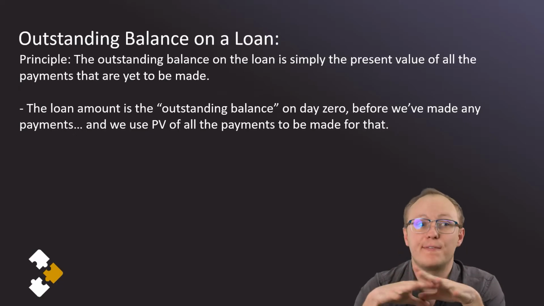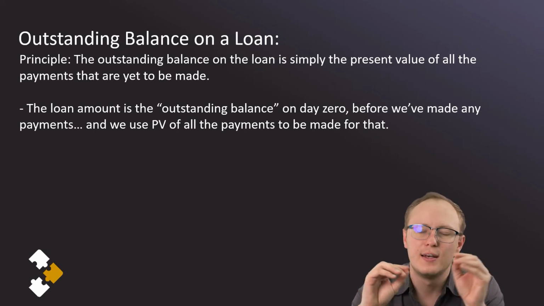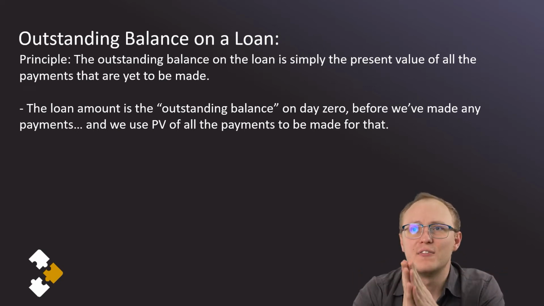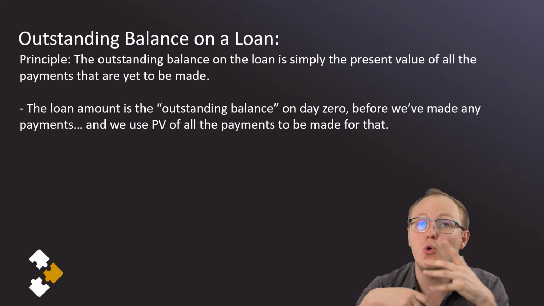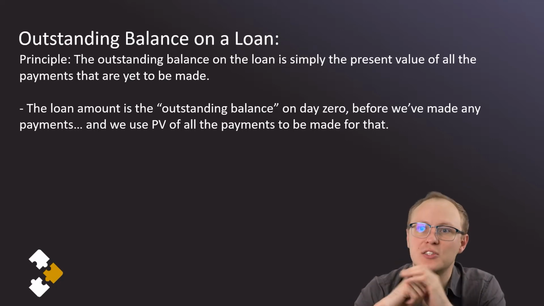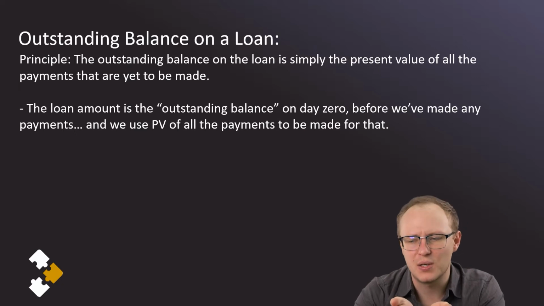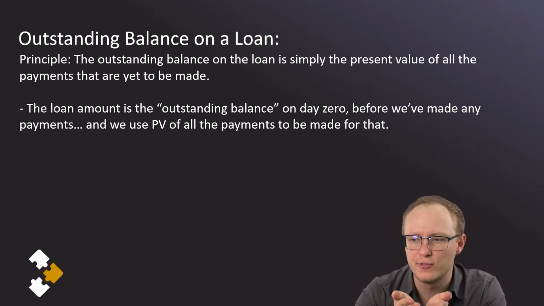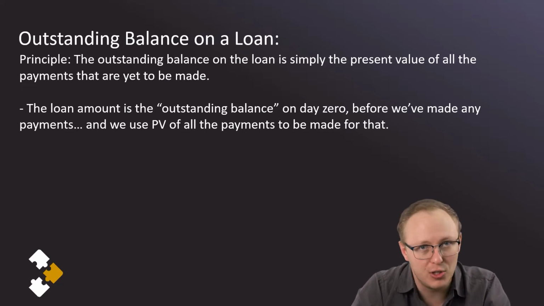So this is one of my favorites, and that is finding the outstanding balance on a loan. Now the principle here is that the outstanding balance on the loan is simply the present value of all the payments that are yet to be made. Okay, so that makes sense again because the amount that you owe the bank has to correspond somehow with what you are going to pay them in the future.